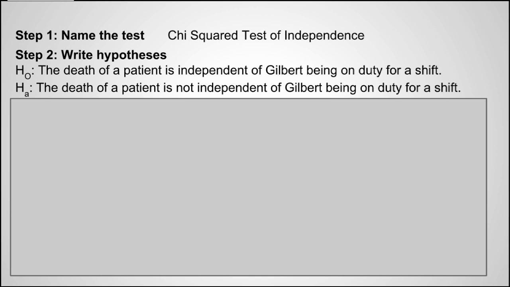So in this case, the death of a patient is independent of Gilbert being on duty for a shift. That would be your null hypothesis. And the death of a patient is not independent of Gilbert being on duty for a shift. That would be your alternate hypothesis.